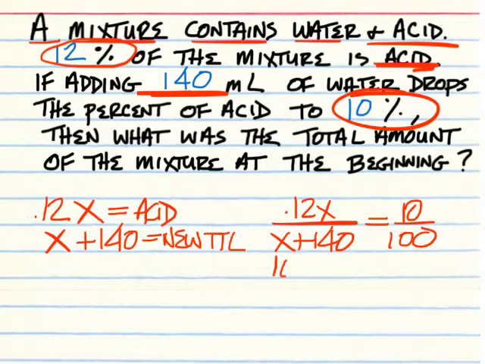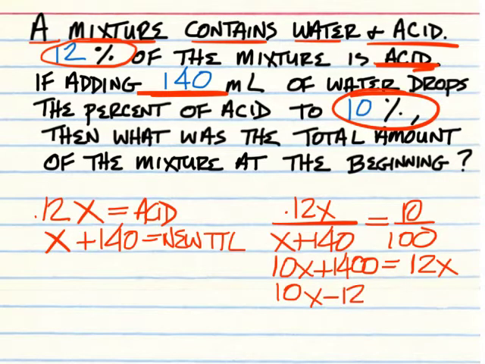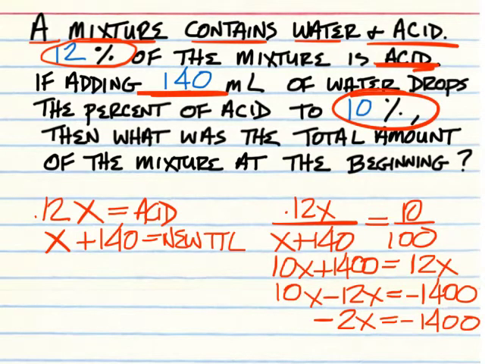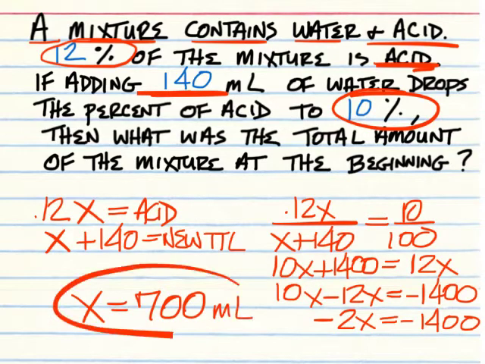Cross multiply to get 10x plus 1400 and set that equal to 12x. Move the 12x to the left, make it minus, negative 1400 on the right, simplify the left, and come up with a final answer of x equals 700 milliliters.